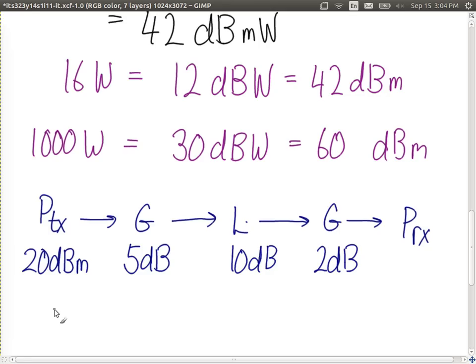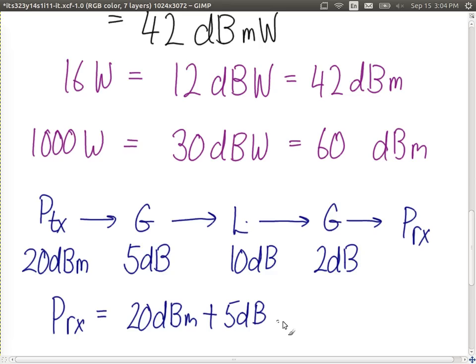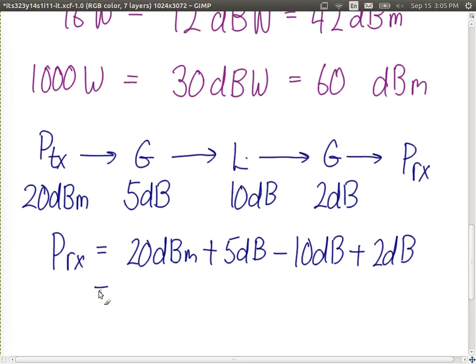So what is the receive power? The receive power is, we start with a transmit power of 20 dBm, we add 5 dB, the first component, we subtract 10 dB, the loss, and then add on 2 dB, and we get left over, what, 17 dBm.